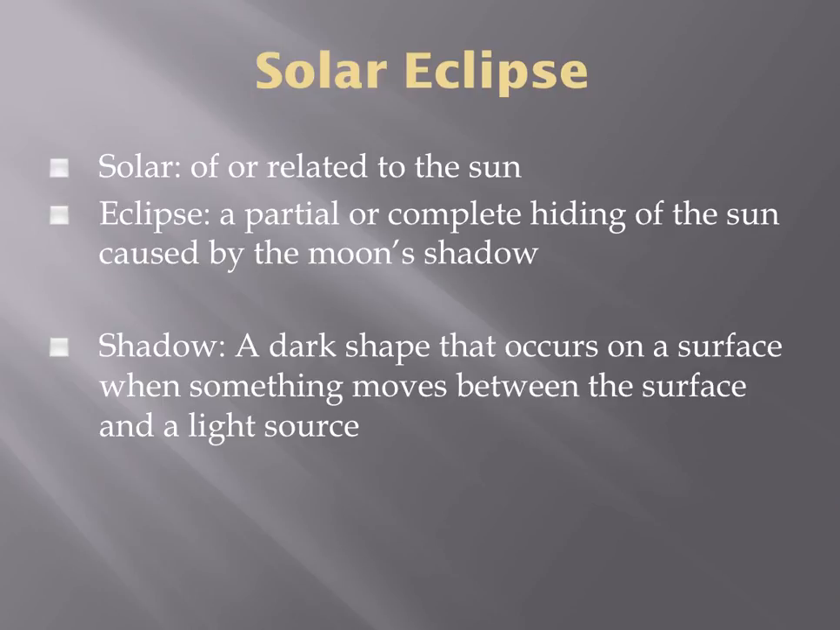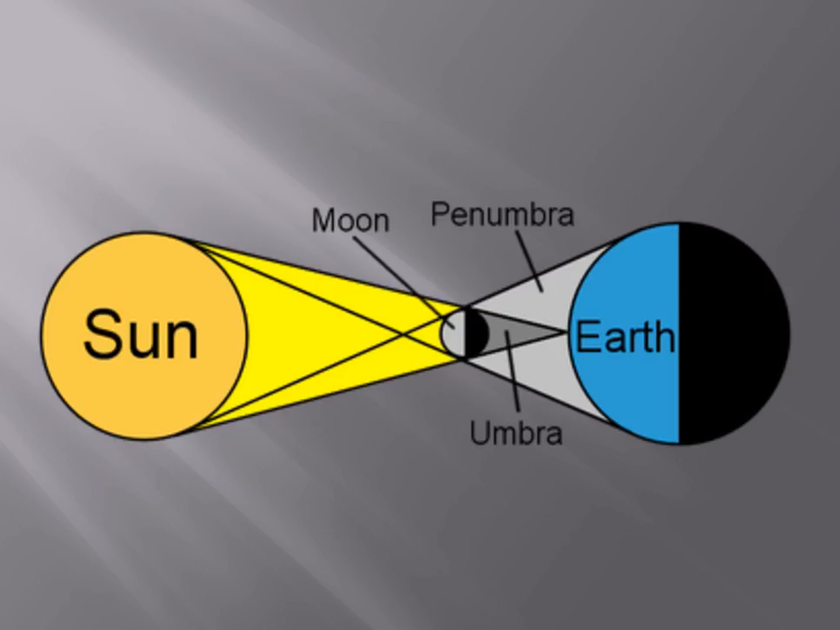Shadows are a dark shape that occurs on a surface when something moves between the surface and the light source. So looking at a diagram here, you can see the sun's rays coming to the earth. The moon will pass through these sun rays and cause a shadow. There's two different types of shadow. We have the penumbra and the umbra. The umbra is the darkest part where the complete sun is covered up, and the penumbra, you still see part of the sun.